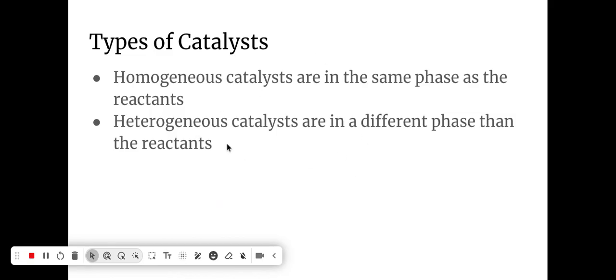There are two different types of catalysts, and the difference between them is pretty straightforward. Homogeneous catalysts are in the same phase as the reactants, which you can tell by the prefix homo, meaning the same. So if I have, say, nitrogen gas and oxygen gas, those two are in the same phase. This is not a real example, so don't disregard it.